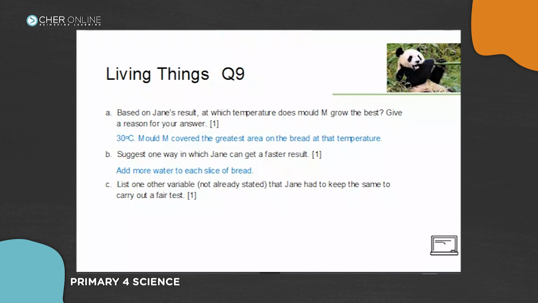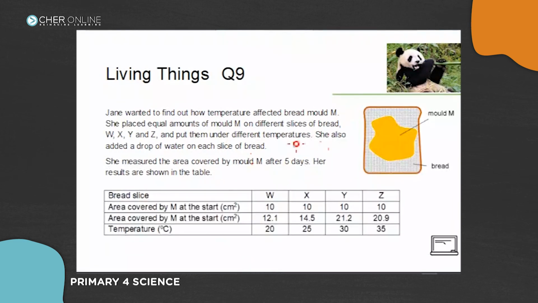Name one of the other variables not listed that Jane had to keep the same to carry out a fair test. What is another variable that Jane can keep the same to carry out a fair test? Amount of warmth. Yeah, actually it should be no, cannot. Amount of warmth is the change variable. So that cannot be the answer.